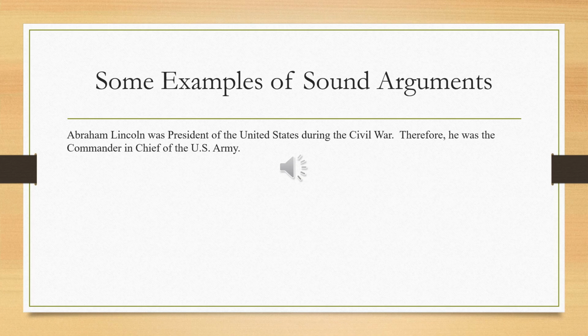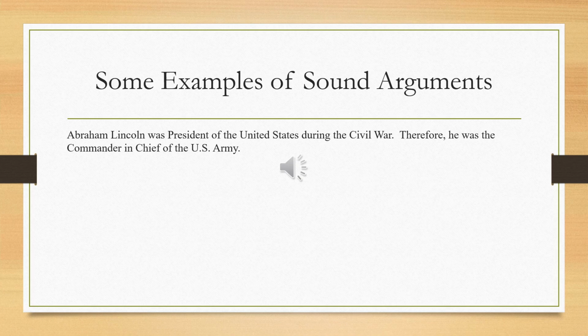Let's look at a couple of deductive arguments and see if we can assess them for soundness. Abraham Lincoln was President of the United States during the Civil War, therefore he was Commander-in-Chief of the U.S. Army. This is a deductive argument, and it is an argument based on definition. By definition, the President of the United States is the Commander-in-Chief of the U.S. Army. That's what it means, in part, to be the Chief Executive. So the argument is valid.